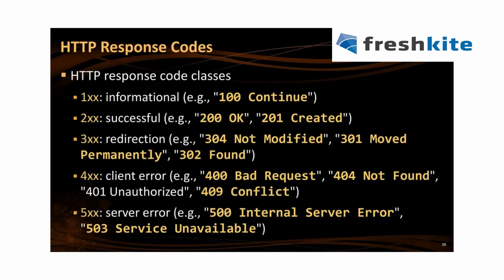Next, we are going to see HTTP response codes. There are many response codes. 100 is informational and 200 is successful. We have seen this already before. 300 is redirection and 400 is client error. 500 is server error. So these are the response codes.